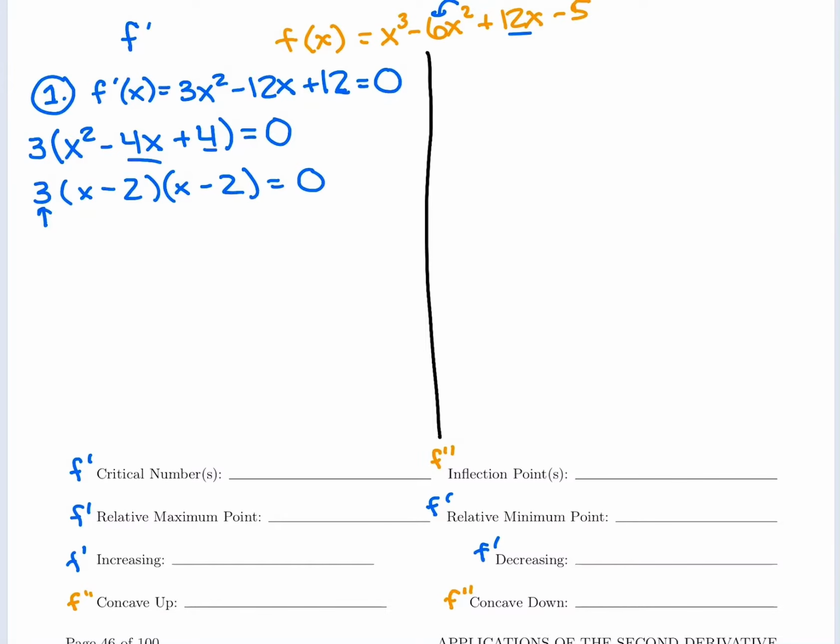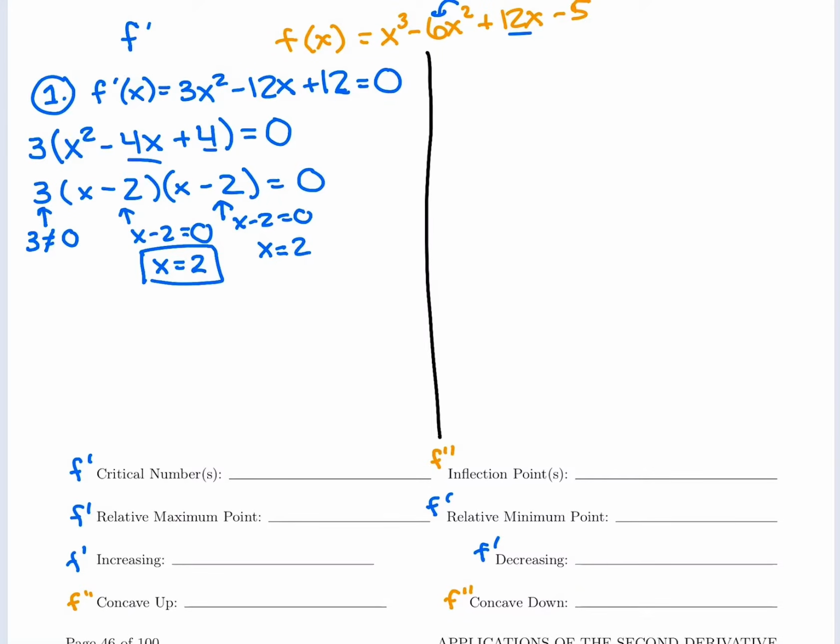So 3 things can only multiply to be 0 if at least one of them is 0. Can we make 3 equal 0? No, 3 is always 3. There's no x there. Can you make x minus 2 equal 0? Yes, if x is positive 2. And that is actually for both of them because the next factor is x minus 2, which would only be 0 if x was positive 2. So there's only one critical number here.